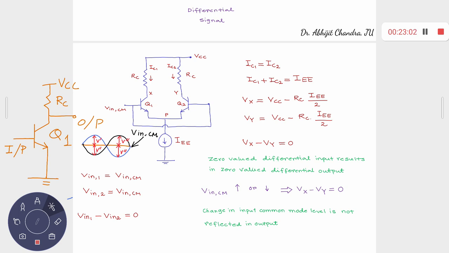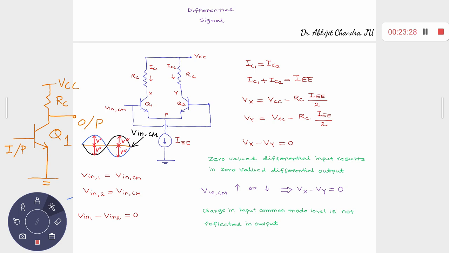So if the variation is V dashed, that has to be V dashed. If this is V double dashed, this has to be V double dashed. Equal and opposite variation, riding on a fixed DC level. And that DC value is known as the common mode value. Common mode.